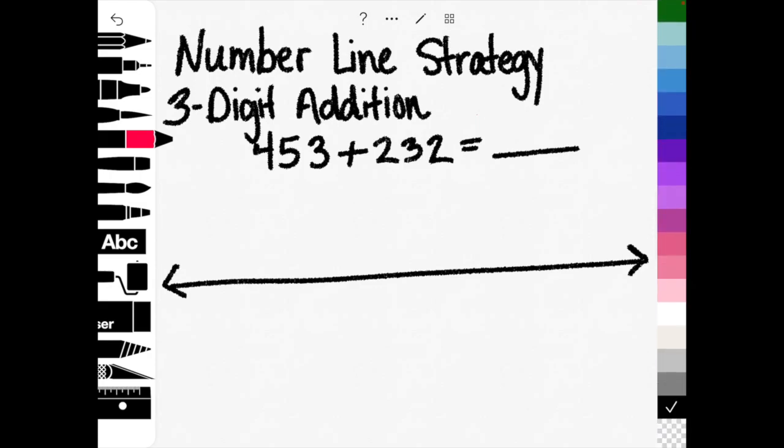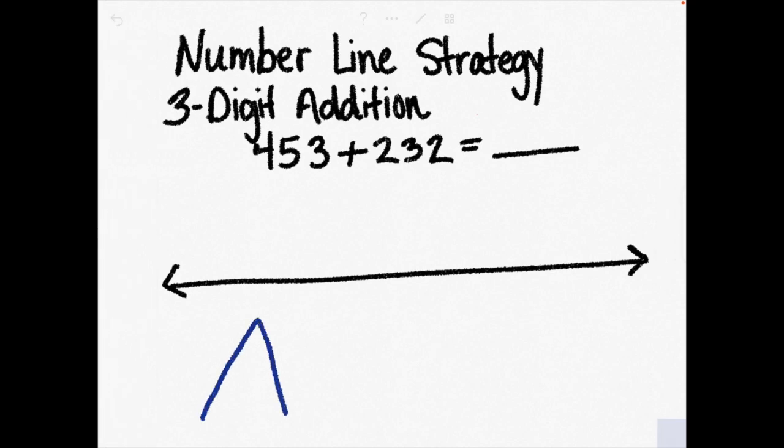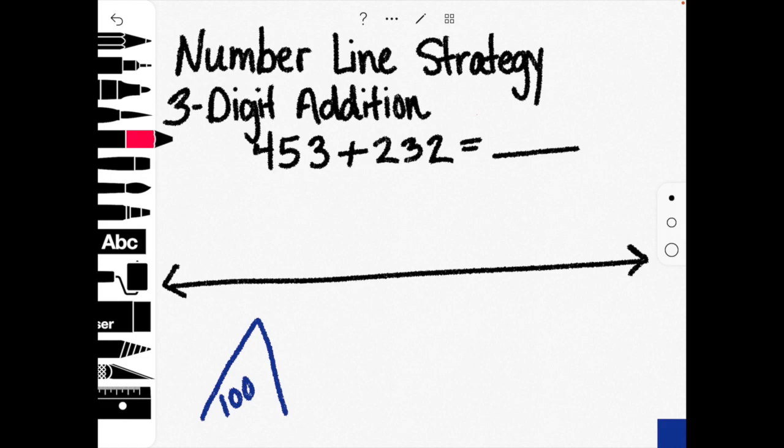So, mountains are worth 100. Hills, remember, are worth 10. And the little rocks are worth 1.